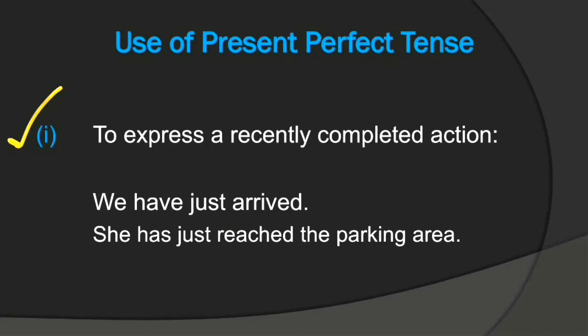There are 2 examples below. First example, we have just arrived. It means we arrived only a short while ago. Second example, she has just reached the parking area, which means she reached the parking area a little while ago. To express a recently completed action, often adverb just is used with present perfect tense.